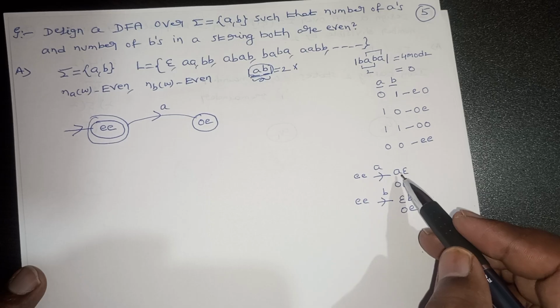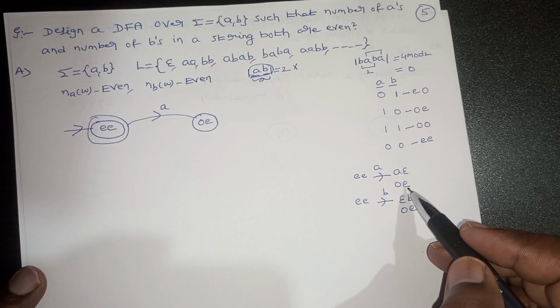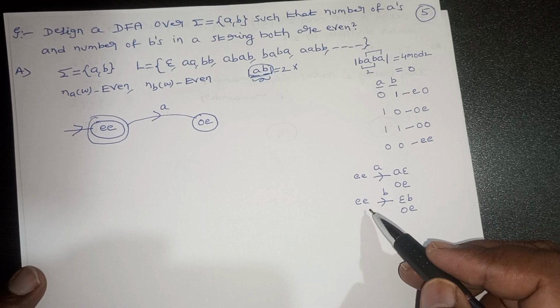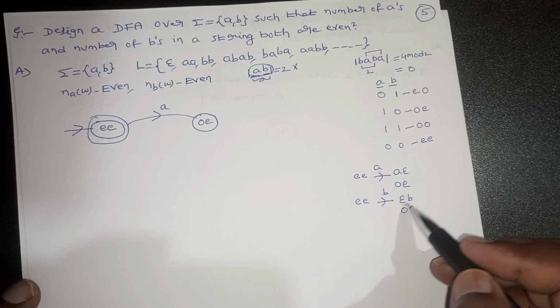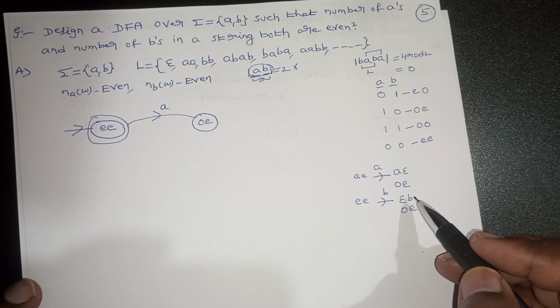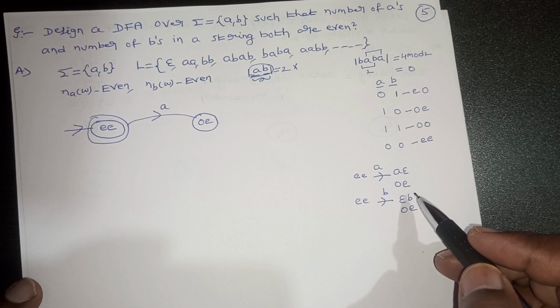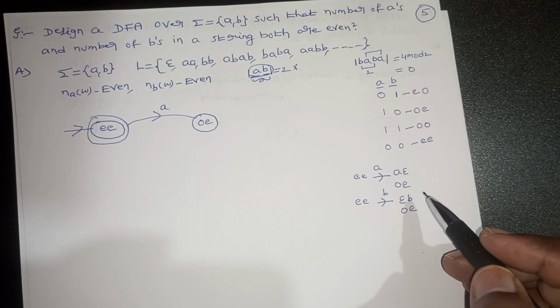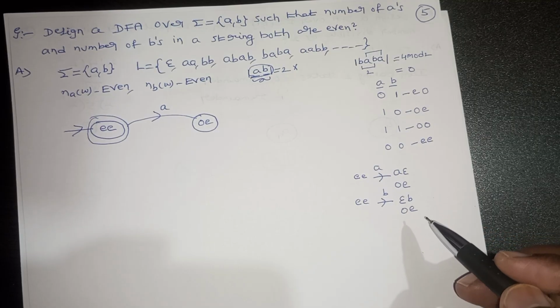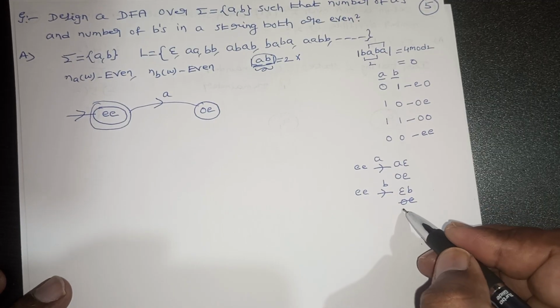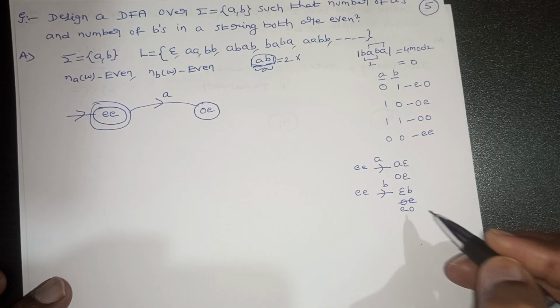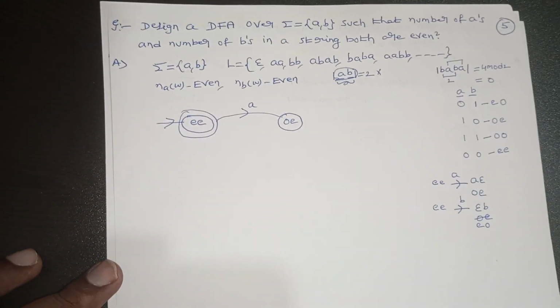EE on A goes to odd number of A's, even number of B's, that is OE. So when I take EE on B, here zero number of A's, okay, sorry, it is EO. It is even number of A's, odd number of B's. Then you take some other state.